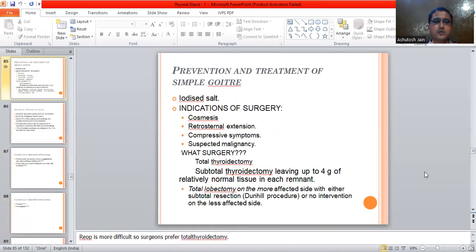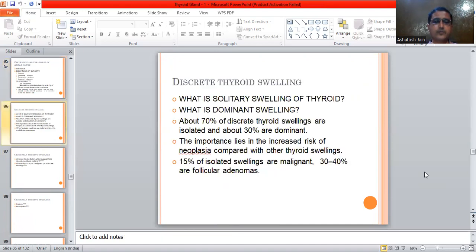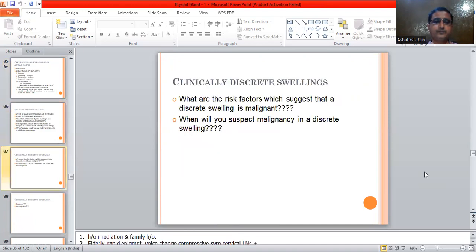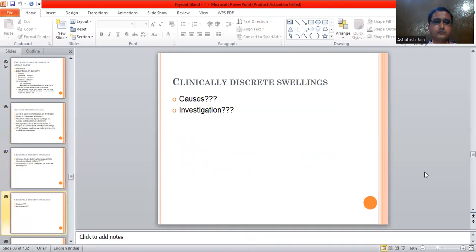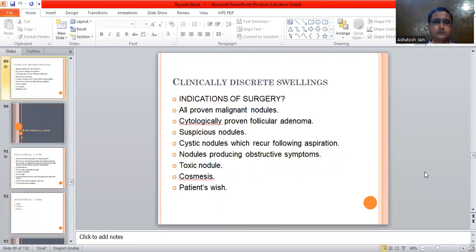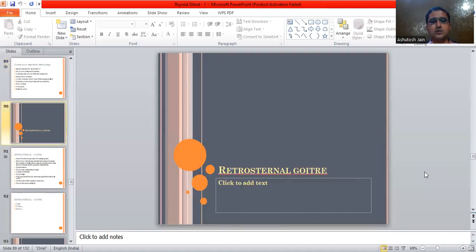Prevention and treatment of simple goiter. Adult indications of surgery: cosmesis, retrosternal extension. Subtotal thyroidectomy. Discrete thyroid swelling, clinically discrete swellings. Indications of surgery: all proven malignant nodules, cytologically proven follicular adenoma, suspicious nodules, cystic nodules which recur following aspiration, nodules producing obstructive symptoms, toxic nodule, cosmesis in patients with.